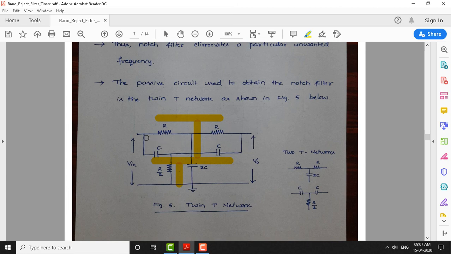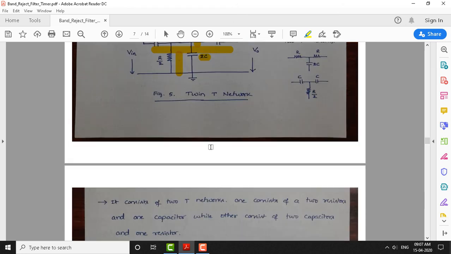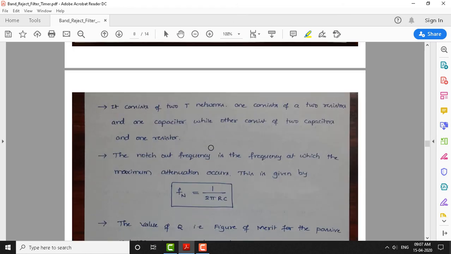Now let us see the signal coming out from this filter. Since we are discussing active filters, we need to use an active component, an operational amplifier, along with the passive elements here. You can observe that the two resistances have one capacitance whose value is 2C, whereas the two capacitances in series have a resistance R by 2 in parallel here. So this twin T network works like a notch filter.